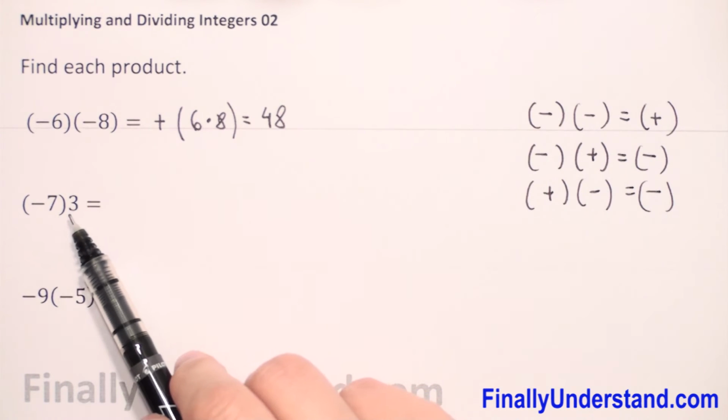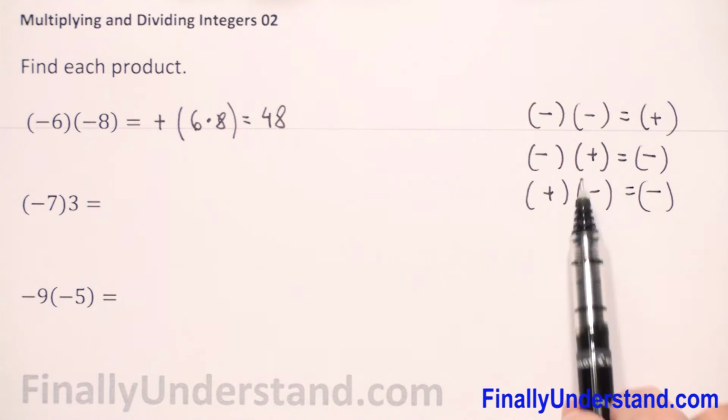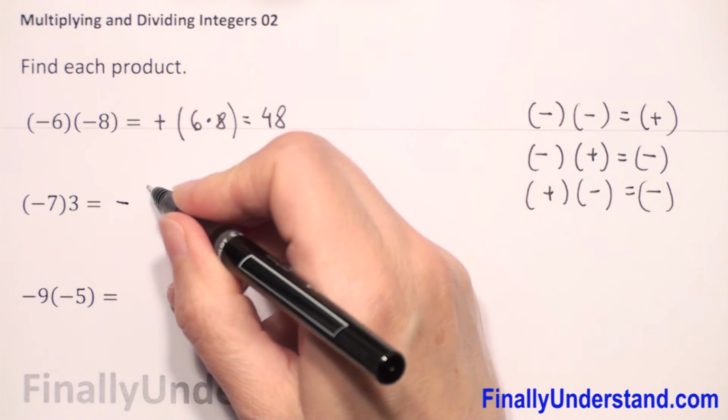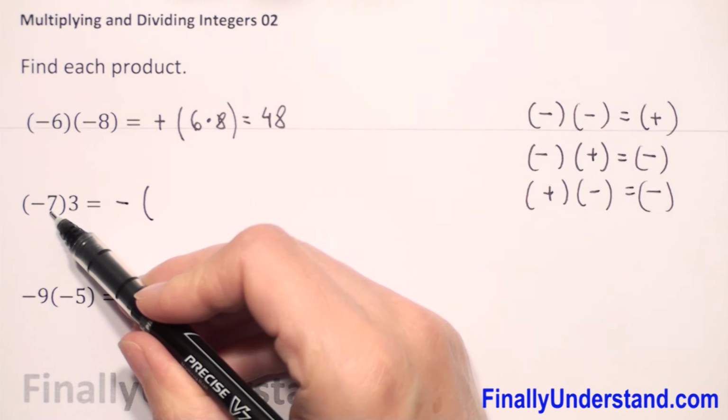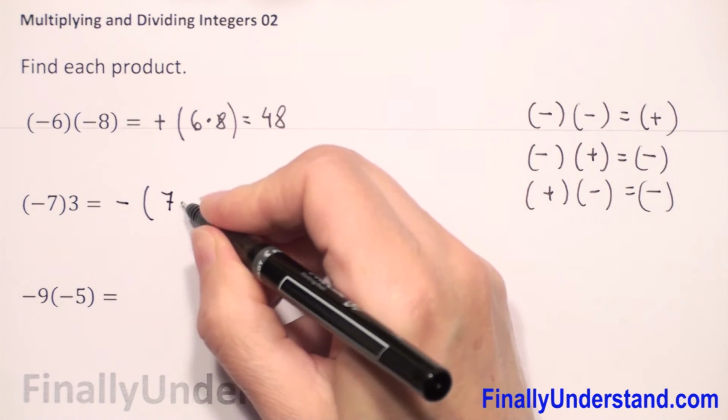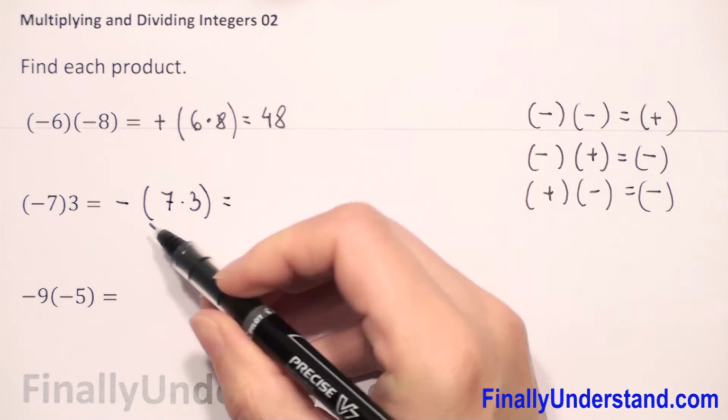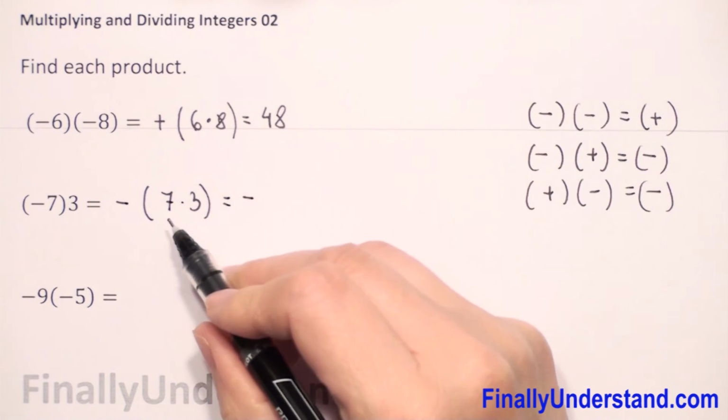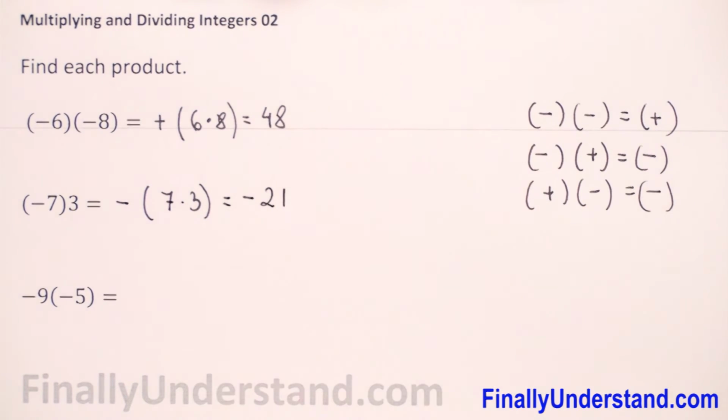So now negative times positive, negative times positive. So we have a negative sign and we have to just multiply these two numbers, 7 times 3. So this is equal, negative sign we have to rewrite, 7 times 3 is 21.